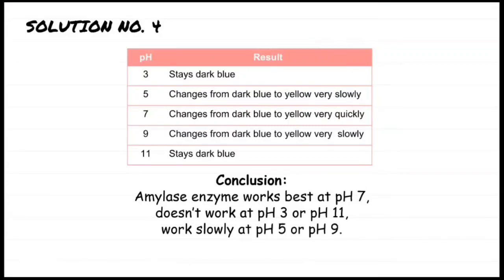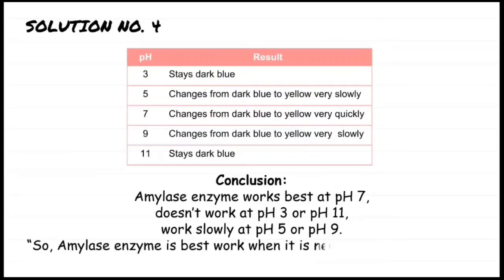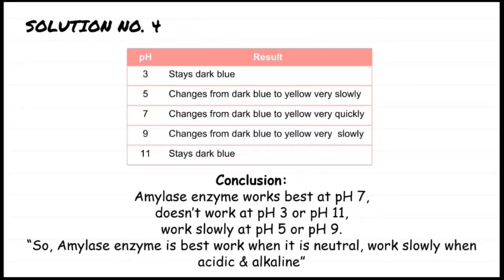It works slowly at pH 5 or pH 9 because at pH 5 or pH 9 the change from dark blue to yellow is very slow. So amylase enzyme works best when it is neutral. It works slowly when acidic and alkaline.